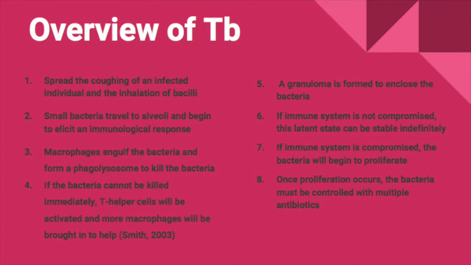Now I'll just briefly talk about an overview of tuberculosis. First, it is spread through the coughing of an infected individual and the inhalation of these bacilli by a person that is not infected. These small bacteria will travel to the alveoli and begin to elicit an immunological response. The macrophages will engulf the bacteria and form a phagolysosome within that macrophage to begin to kill the bacteria. If the bacteria cannot be killed immediately, T helper cells will be activated and more macrophages will be brought in to help and form that granuloma to enclose the bacteria.